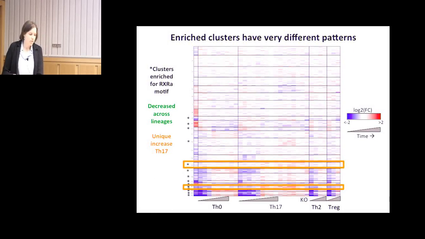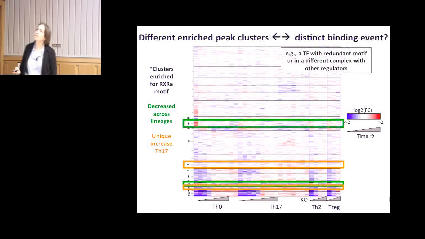So the explanation here: we have enrichments for the same motif, but in clusters with different patterns. So they're probably due to different biological phenomena. For example, maybe the orange one is due to binding of RXR alpha. Maybe the green one's due to RXR beta, an RXR family member that has a degenerate motif. Or maybe they're due to differences in the proteins that are heterodimerizing with RXR alpha.